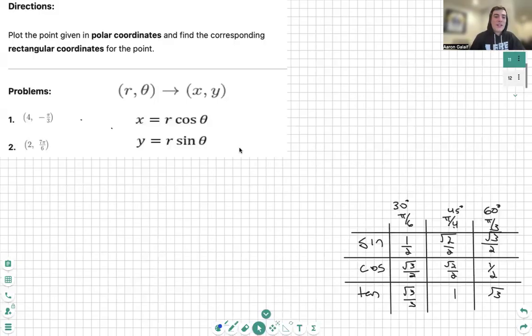Hello. In this video, we are going to go over how to convert polar coordinates and put them into rectangular coordinates. It's pretty straightforward based off of what we have. We're going to be given r, theta, and we want x, y. In order to get x, y, x is equal to r times the cosine of theta. y is equal to r times the sine of theta.